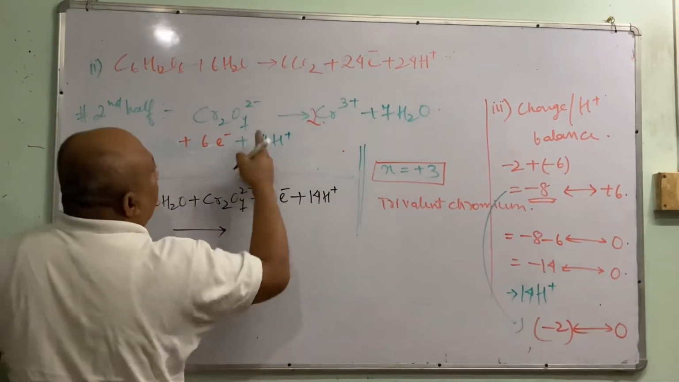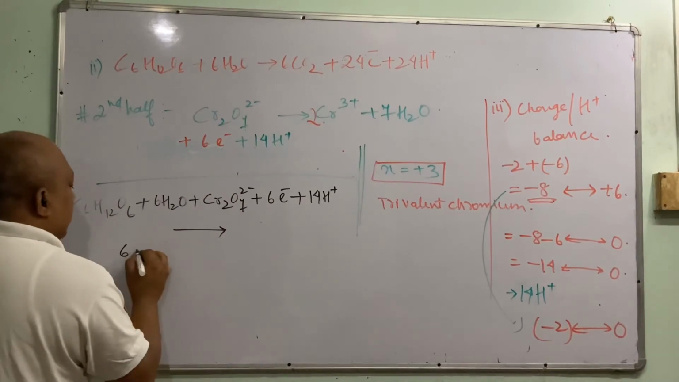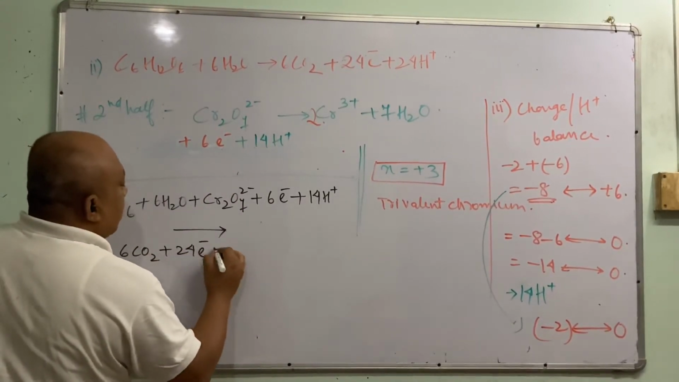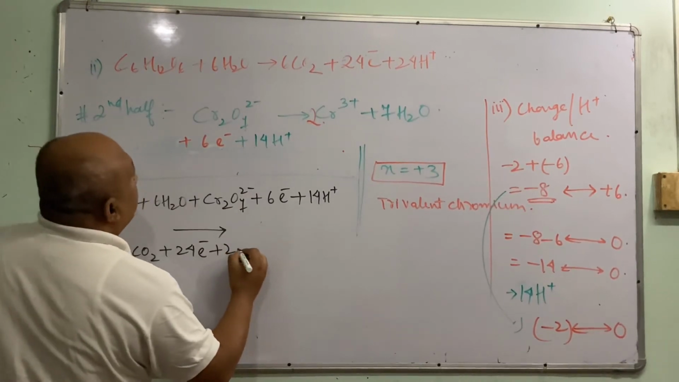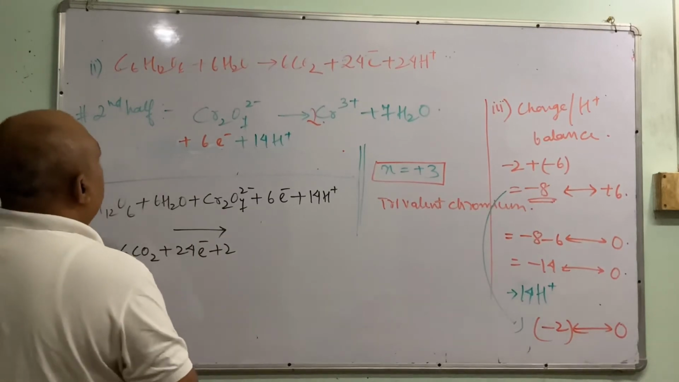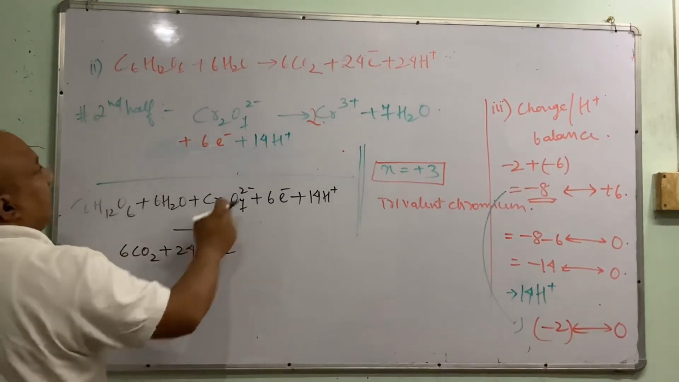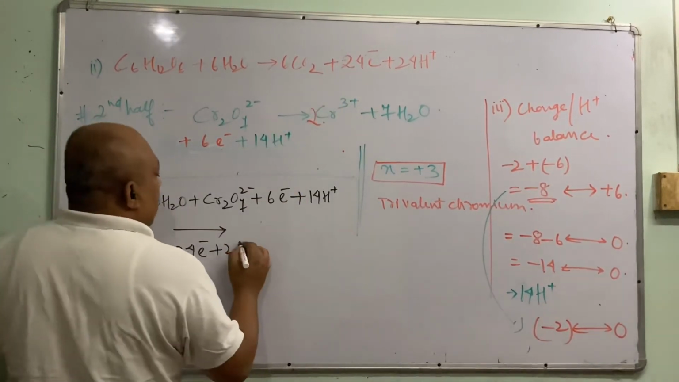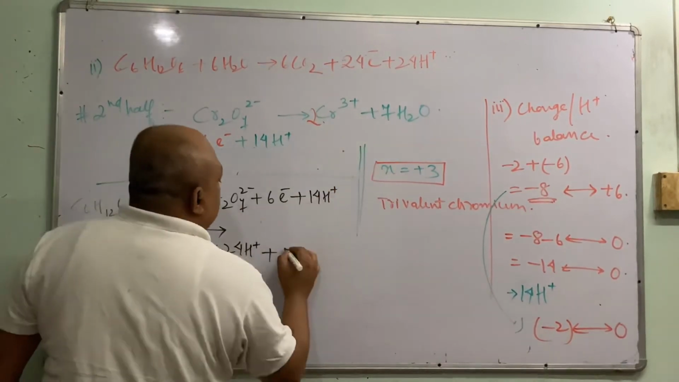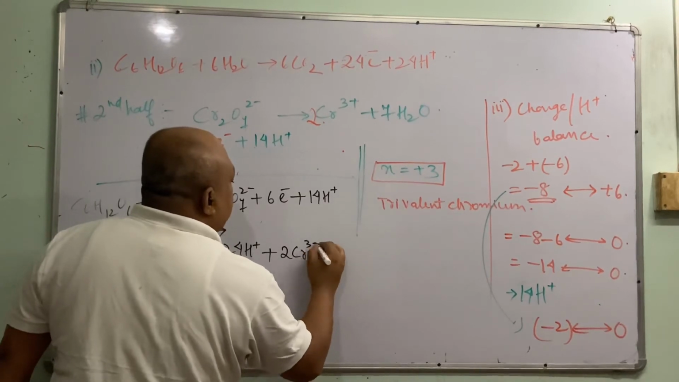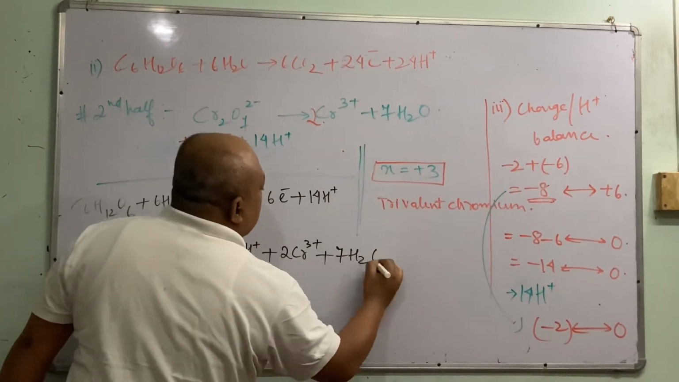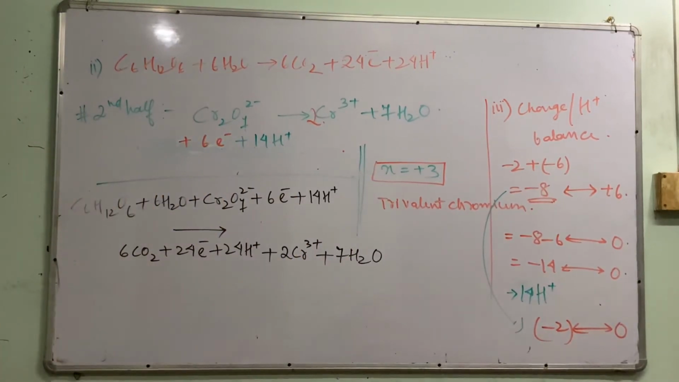This is going to give out 6 molecules of carbon dioxide plus 24 electron plus 24 hydrogen ion, plus 2 molecules of chromium 3 plus, plus 7 molecules of water. This is the ultimate result.